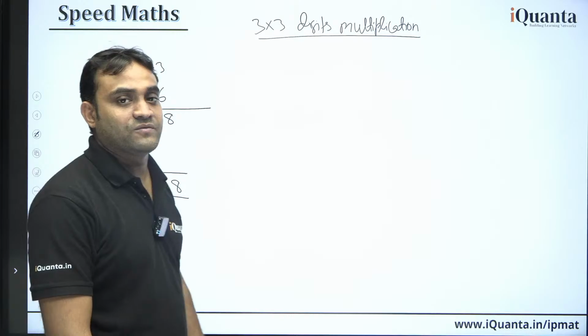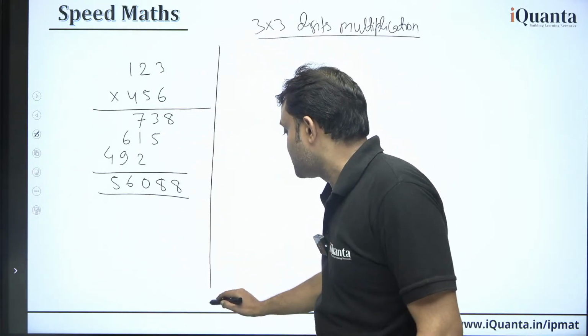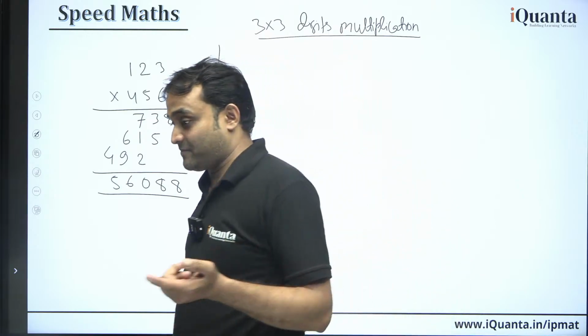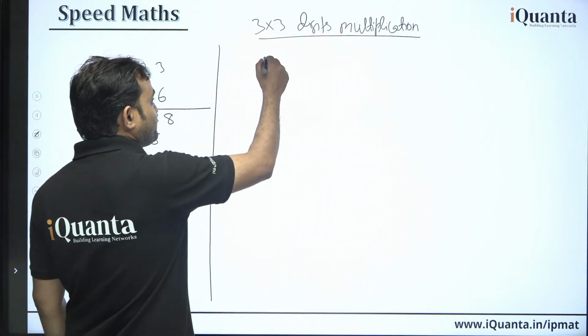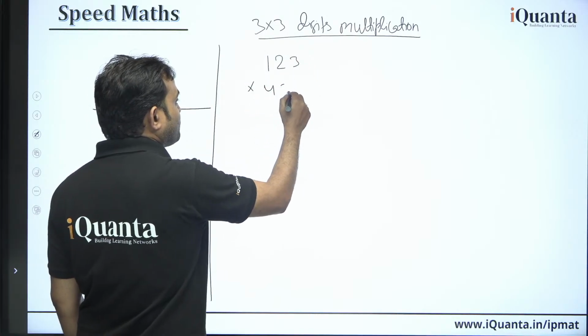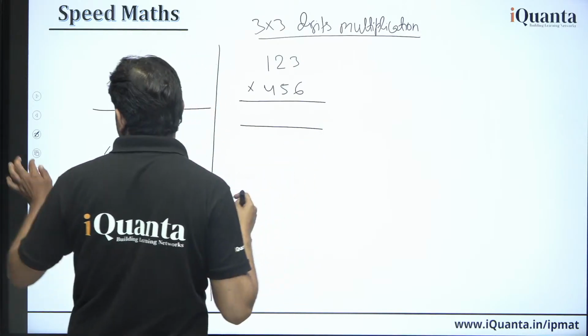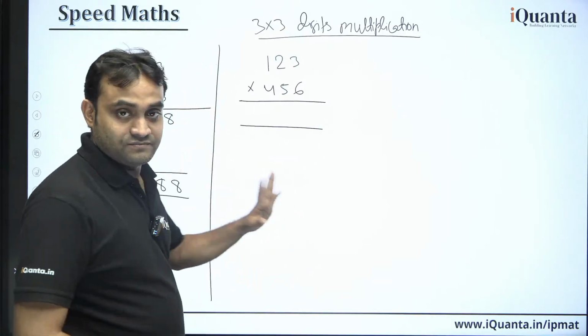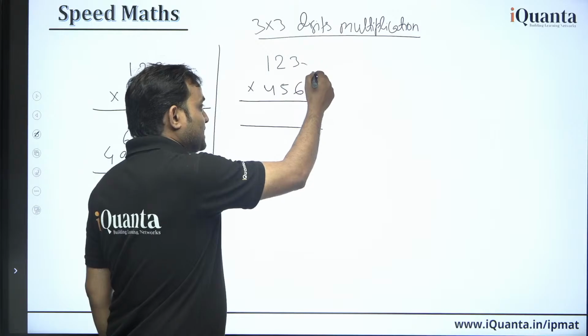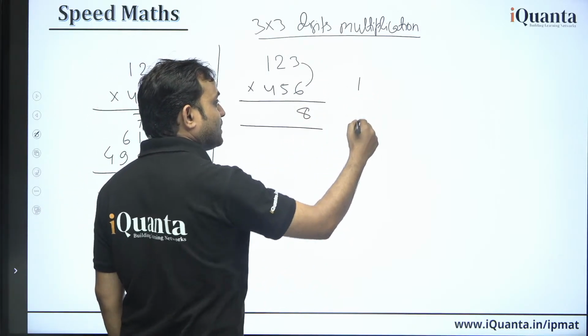1, 2, 3, 4 steps we have, right? How do we do it in one step? So let me tell you. 123 into 456. Okay, so focus here. First we are going to multiply 3 into 6, which is 18, carried forward 1.